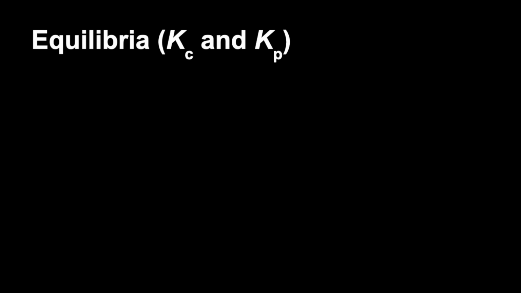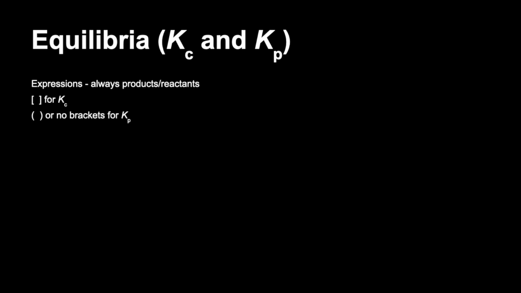Second last topic now, equilibria, so Kc and Kp. In terms of expressions, it's always products on the top divided by the reactants. Square brackets for the Kc expression, so that means equilibrium concentration in moles per decimeter cubed. Curved or no brackets for Kp. And if you're calculating the equilibrium constant, you must always give the units. Kp expressions only include gaseous species.